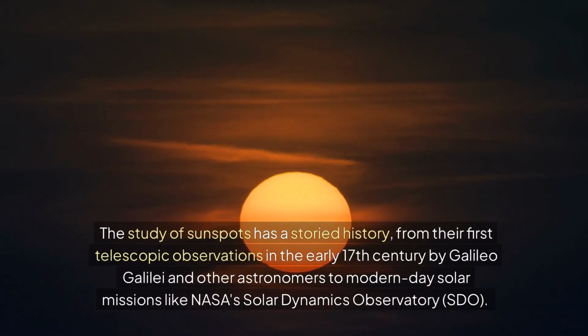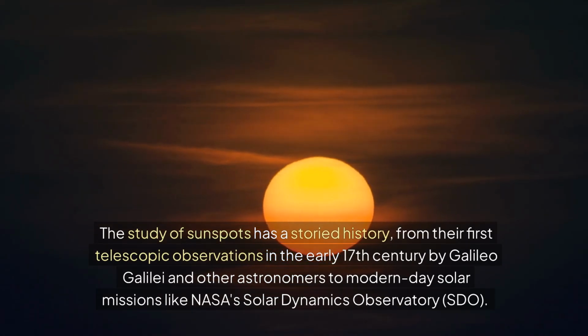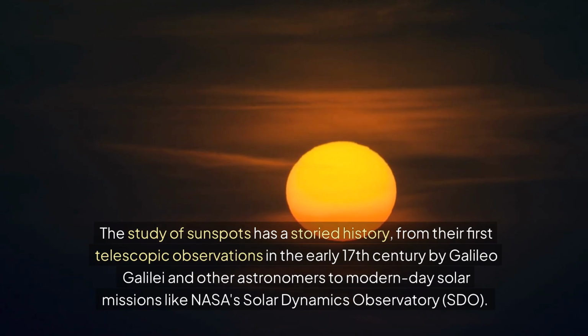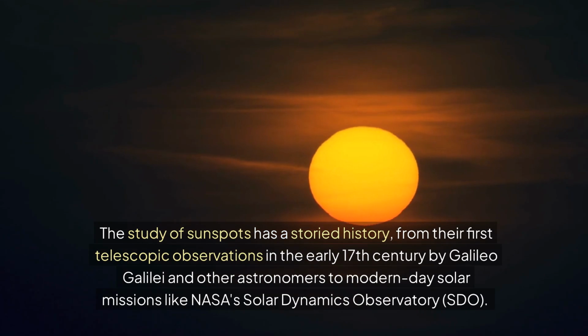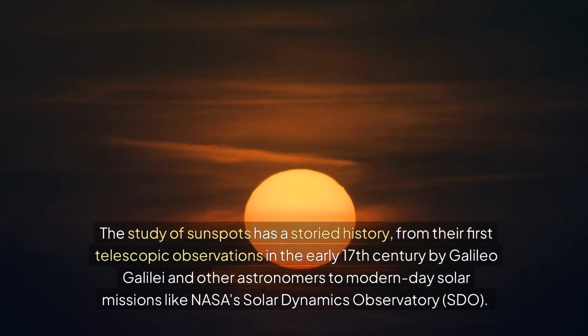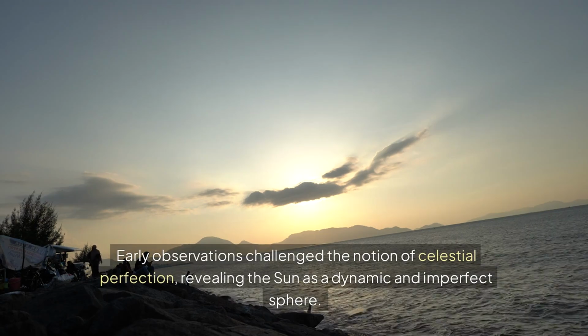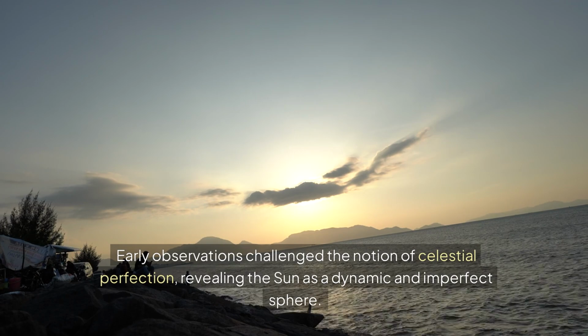The study of sunspots has a storied history, from their first telescopic observations in the early 17th century by Galileo Galilei and other astronomers to modern-day solar missions like NASA's Solar Dynamics Observatory, SDO. Early observations challenged the notion of celestial perfection, revealing the sun as a dynamic and imperfect sphere.